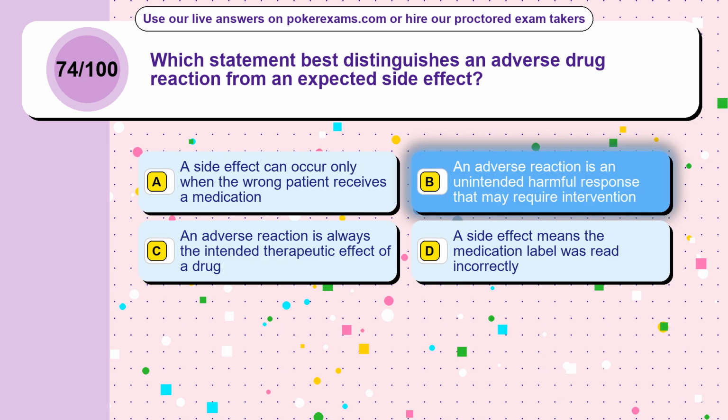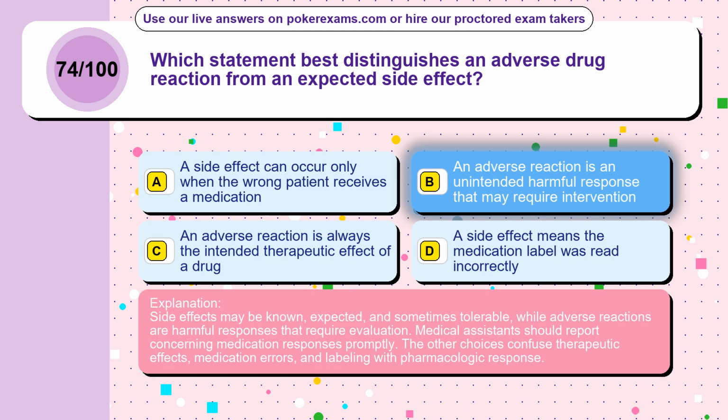An adverse reaction is an unintended harmful response that may require intervention. Side effects may be known, expected, and sometimes tolerable, while adverse reactions are harmful responses that require evaluation.